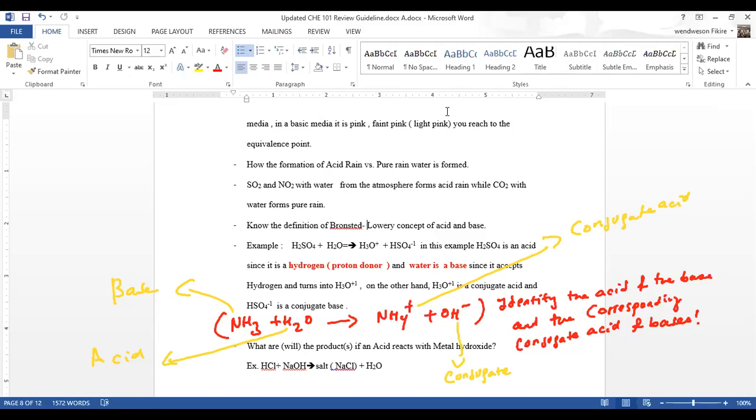Right. So the OH minus would be? It will be the conjugate base now. Yes. That's how the Bronsted-Lowry definitions of acids and bases work. Good. So this is also covered in chapter 4 as well. There are two definitions. The first one is the Arrhenius definition. The second one is the Bronsted-Lowry definition.